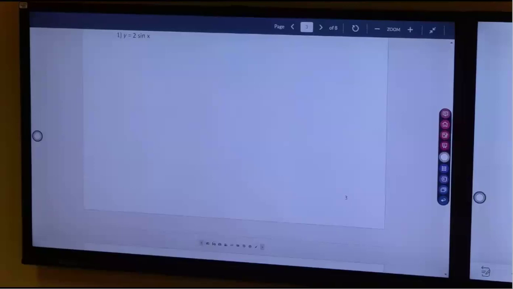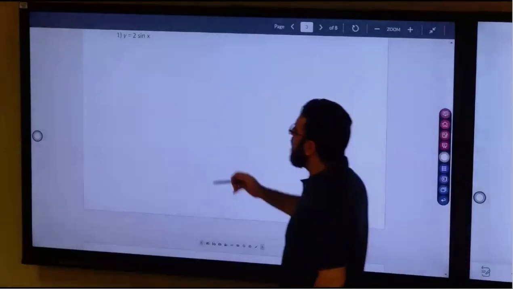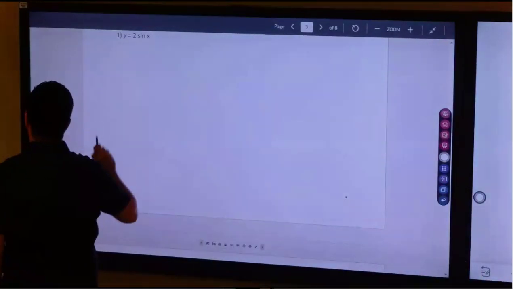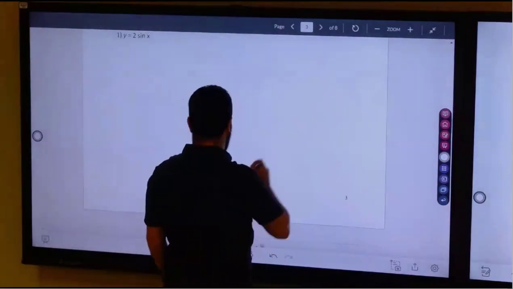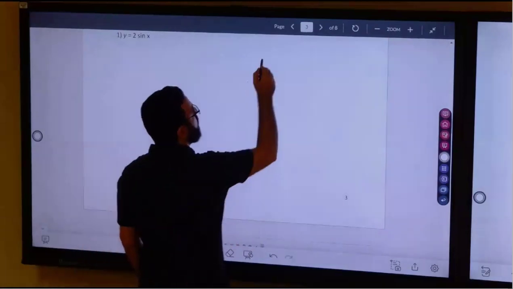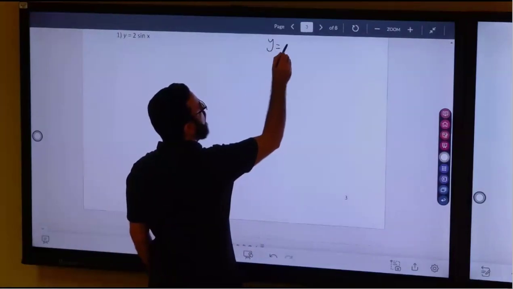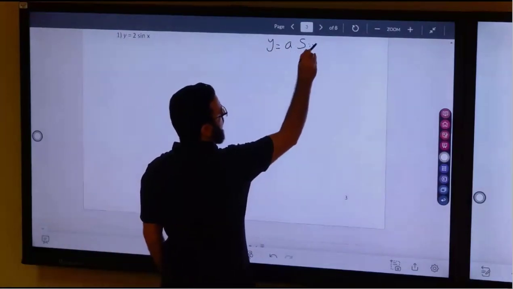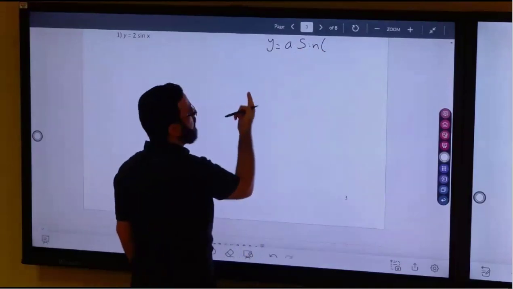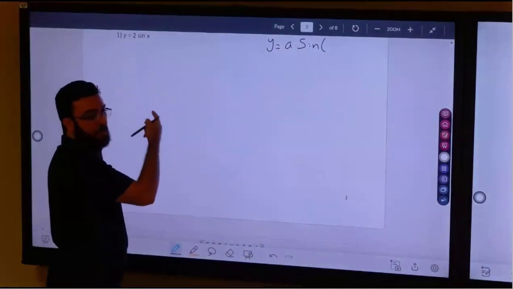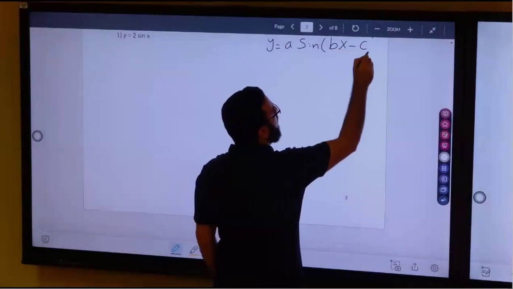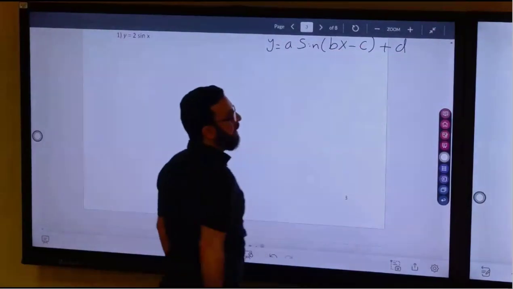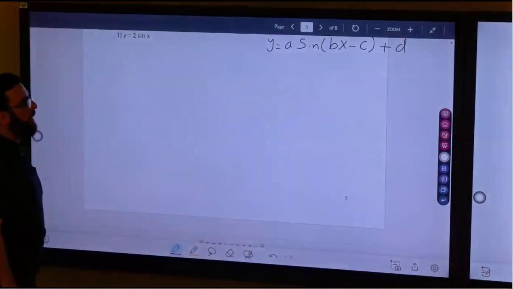What's the first step? So now I have a sine function, right? What I'm going to do is write down on the side the general form, which is y equals a sine bx minus c plus d. Okay? Now I'm going to ask you.